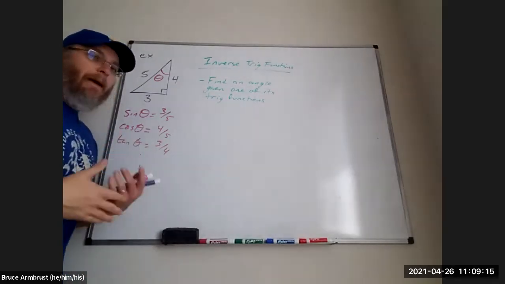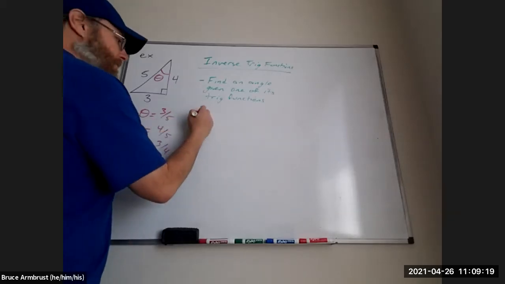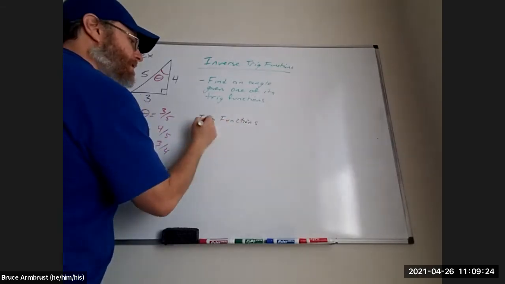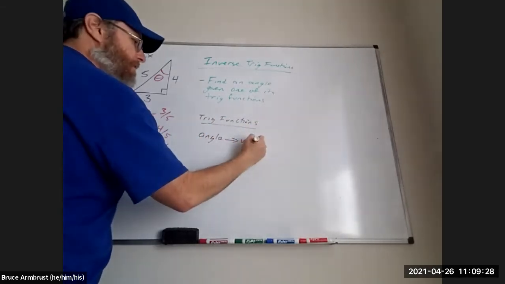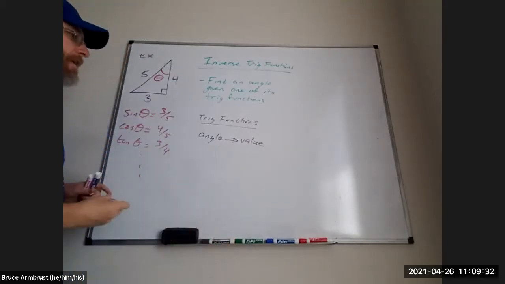So these are backwards of what the trig functions do. The regular trig functions took an angle and gave us some sort of a value. So the inverse trig functions are going to go backwards.